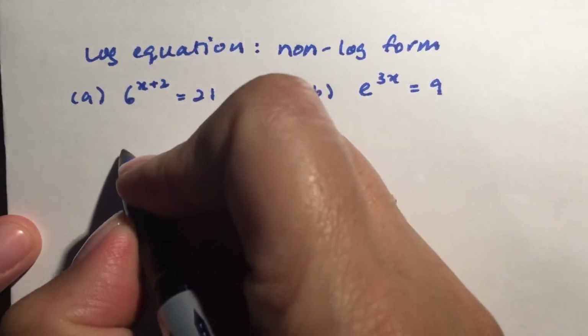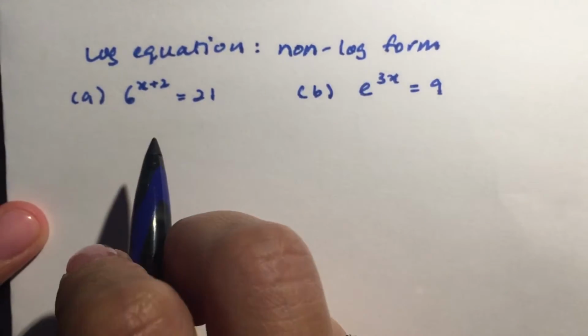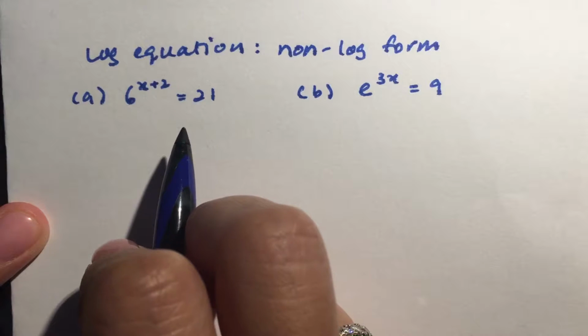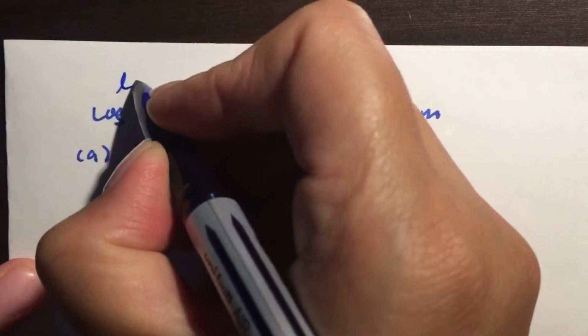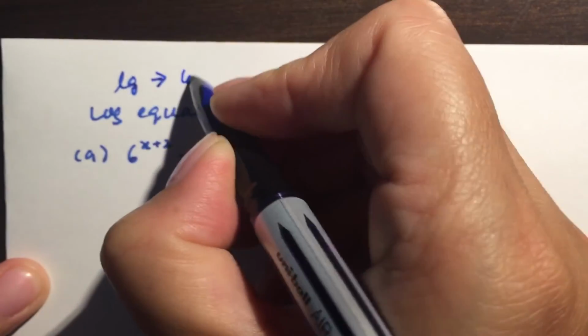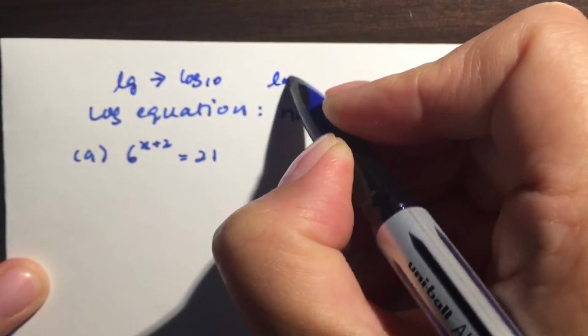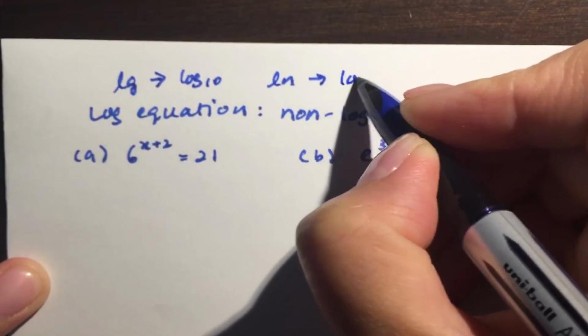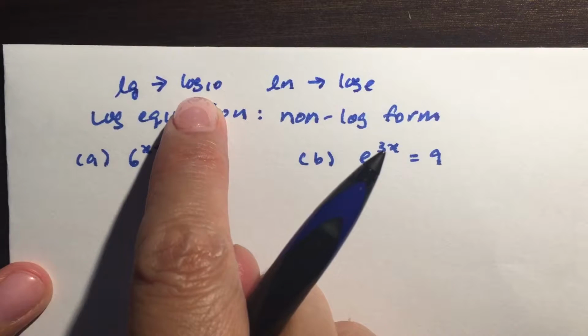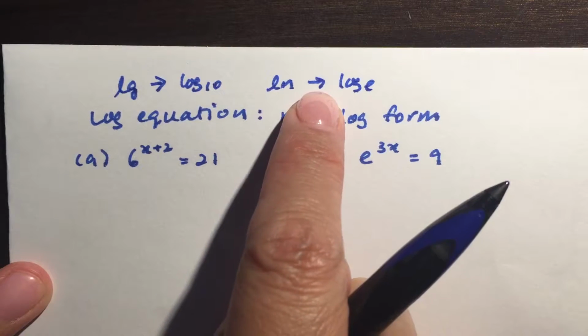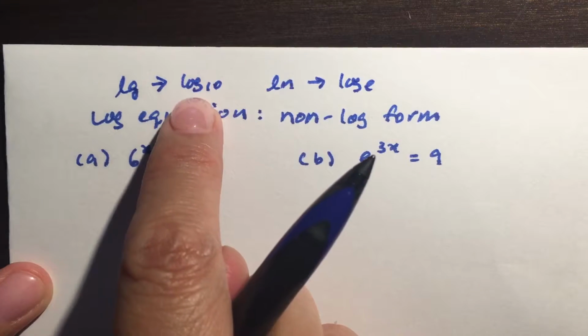So we're going to take log on both sides, and there are two kinds of log that you can use, either LG or LN. LG is base 10, LN is base e. Both can be used, but normally we'll use this one. Special cases we use this one. I'll show you in a short while. So let's just use LG.